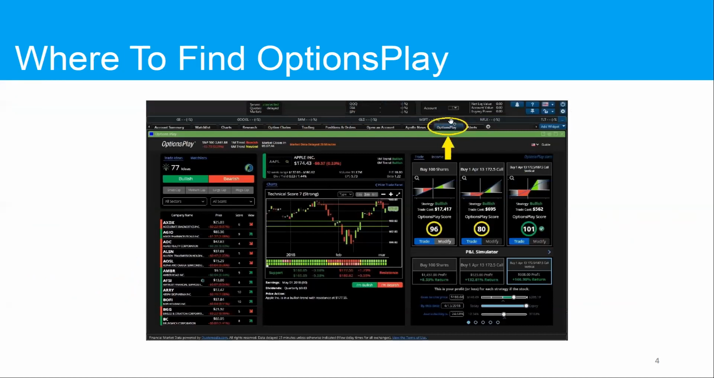And once again, if you want to follow along on your trading platform or are unfamiliar where it is, it's across the top of the tabs on your trading platform. You'll see a tab called OptionsPlay, and there you can access it. And so from here, I'll let Tony take it over. Tony?